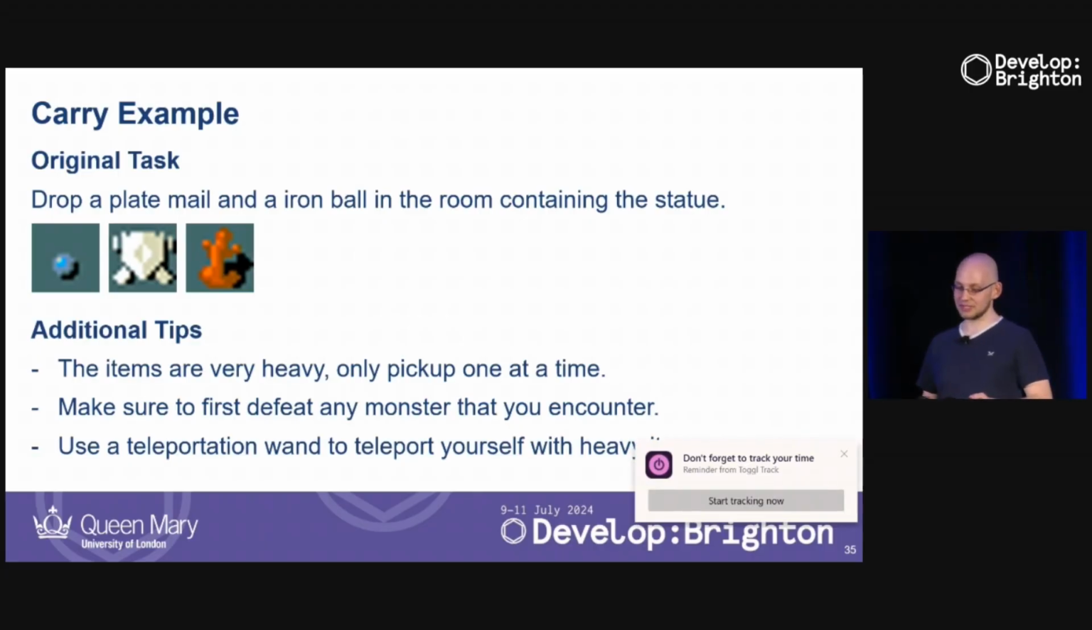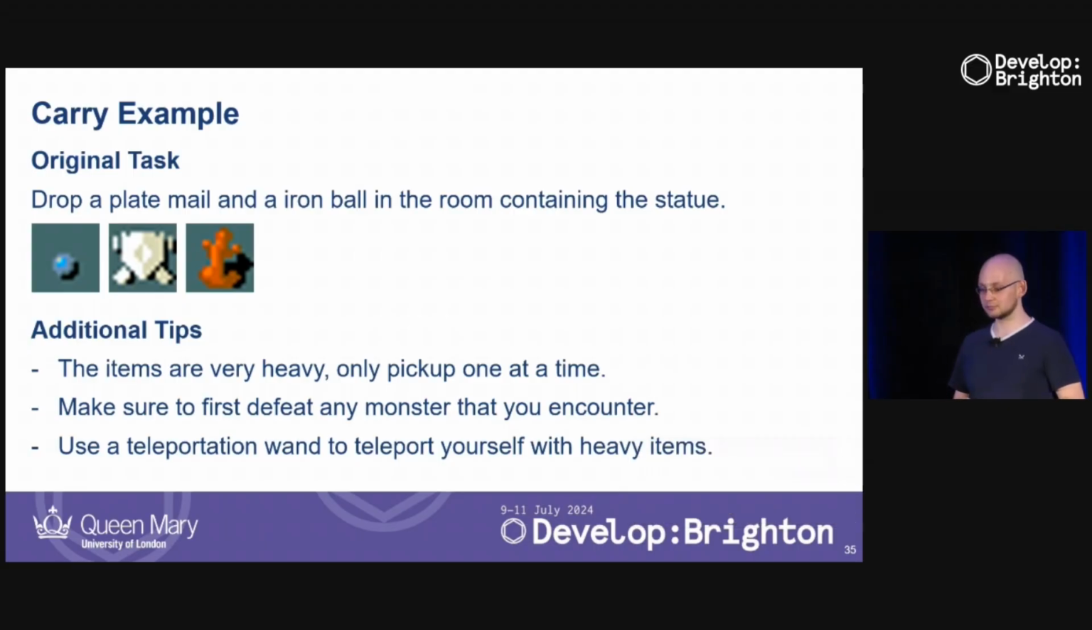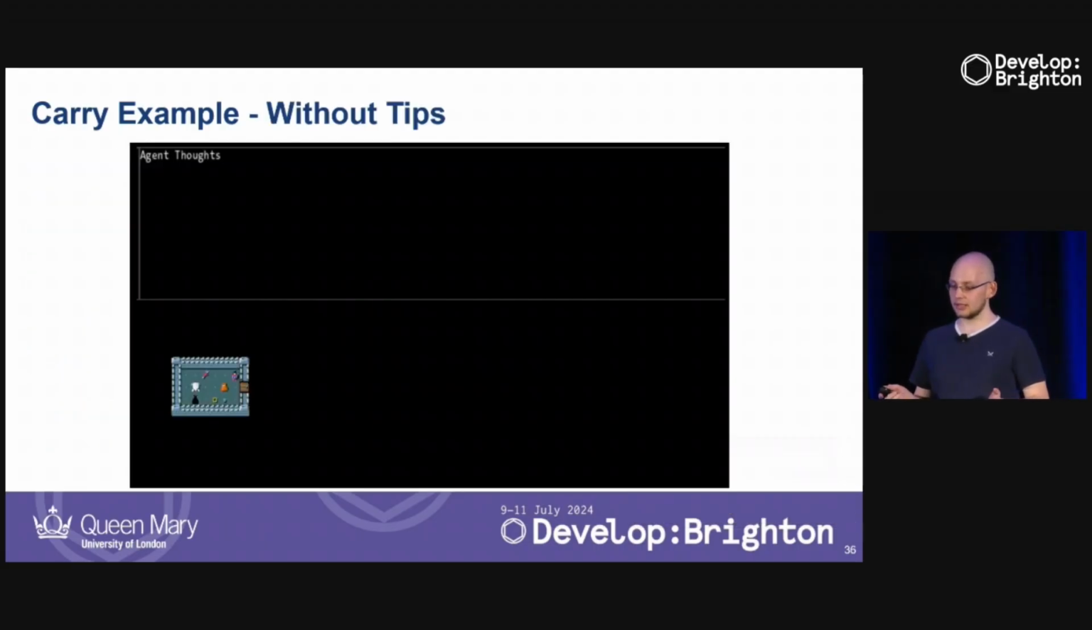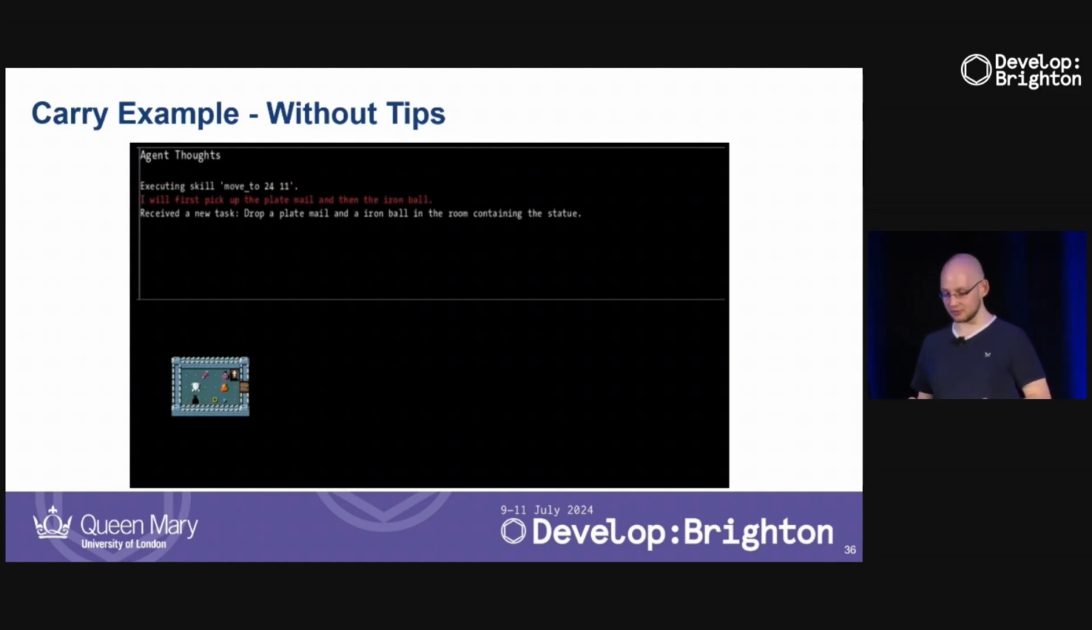Just ignore that. To use a teleportation wand to teleport yourself instead of having to walk yourself. So let's look at an example where I actually ask the language model to play without tips, and it's going to go over in a blink of an eye. So don't be discouraged if you don't see what happens. I'm just going to tell you what happens.